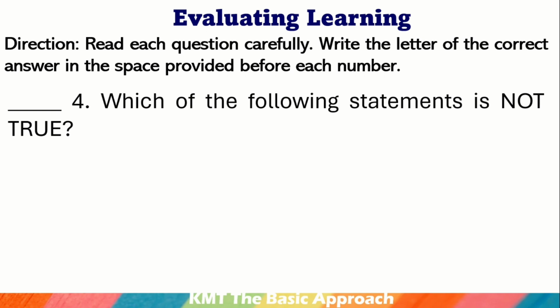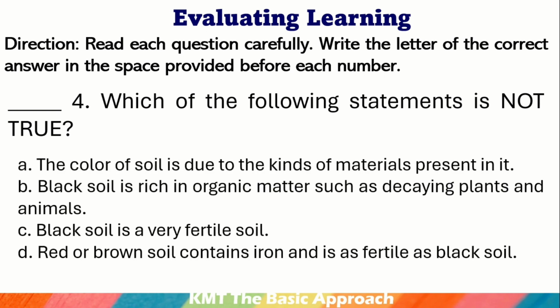Number 4. Which of the following statements is not true? Letter A. The color of the soil is due to the kinds of materials present in it. Letter B. Black soil is rich in organic matter such as decaying plants and animals. Letter C. Black soil is a very fertile soil. Letter D. Red or brown soil contains iron and is as fertile as black soil.